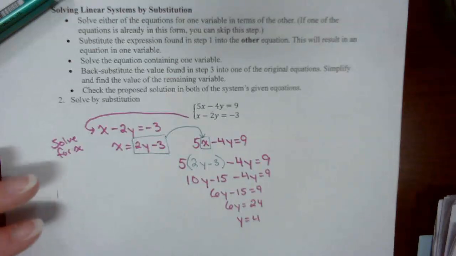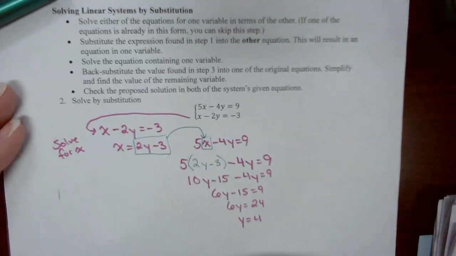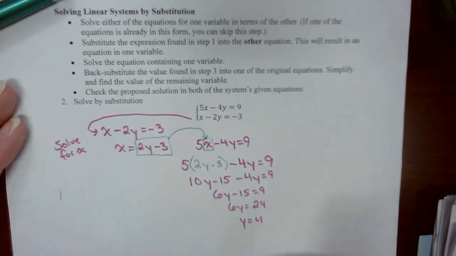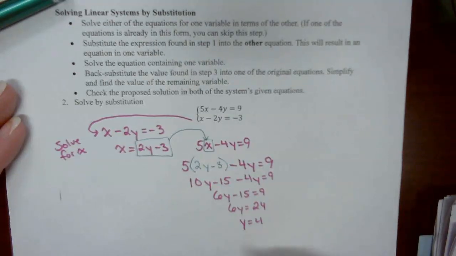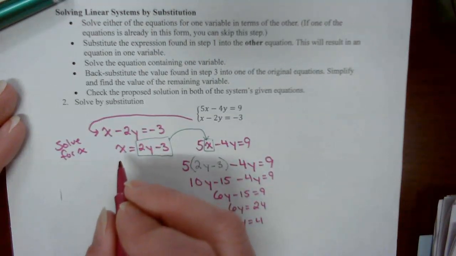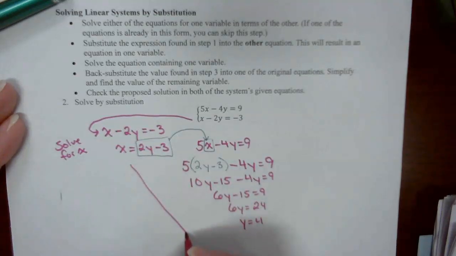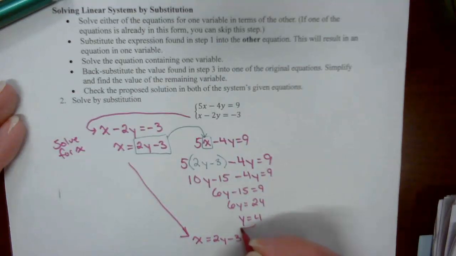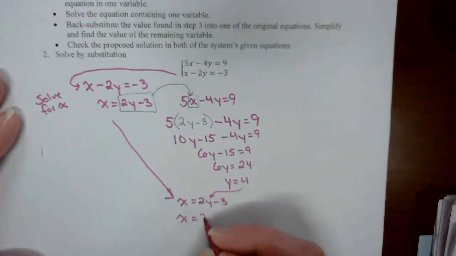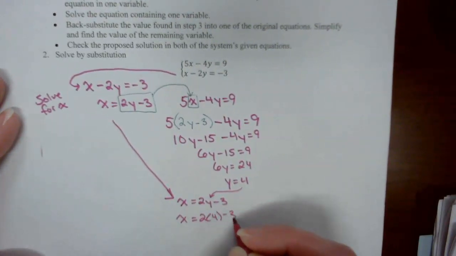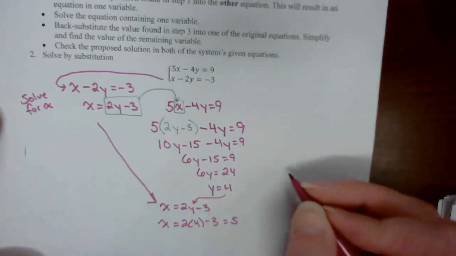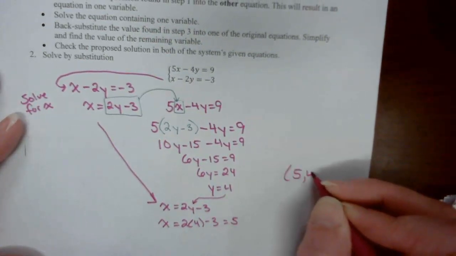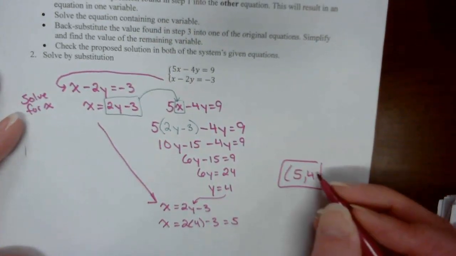Now, I'm not done, because we are looking for a point, an x and a y. But I noticed that that equation was already set up as an x equals. Now that I know what y is, I can plug it in. So that would be 2 times 4 minus 3, which is a 5. So the solution is the point 5, 4.